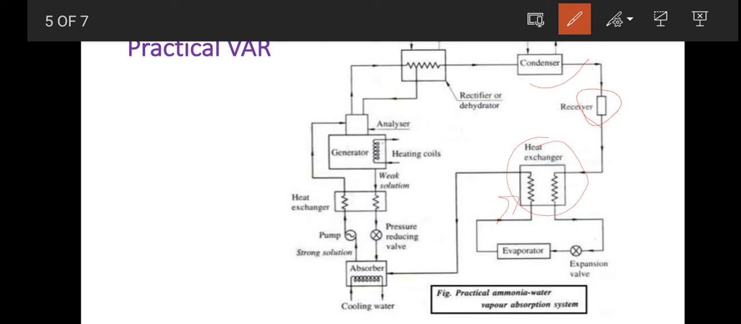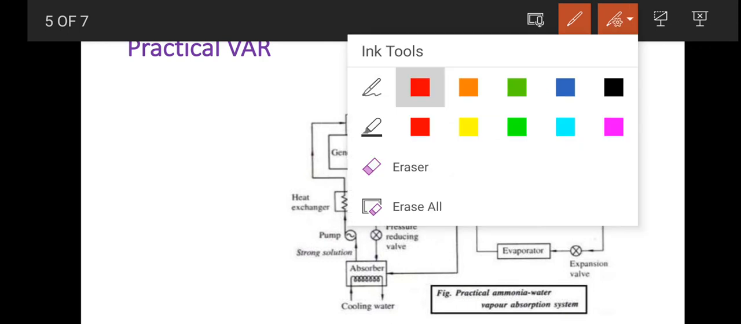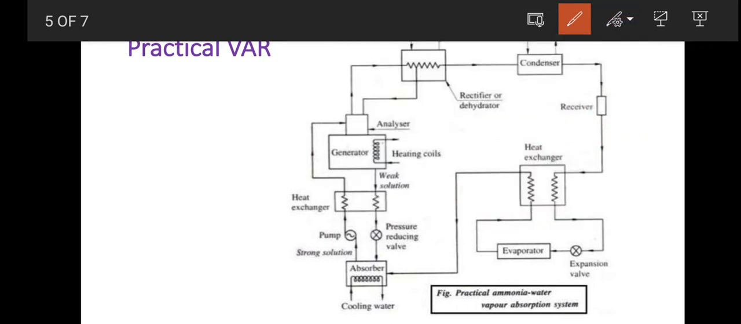The function of this heat exchanger is to transfer heat from the high pressure liquid ammonia to the low pressure ammonia vapors. After that, this low pressure ammonia vapor is again supplied to the absorber. So this is about the practical vapor absorption refrigeration system.